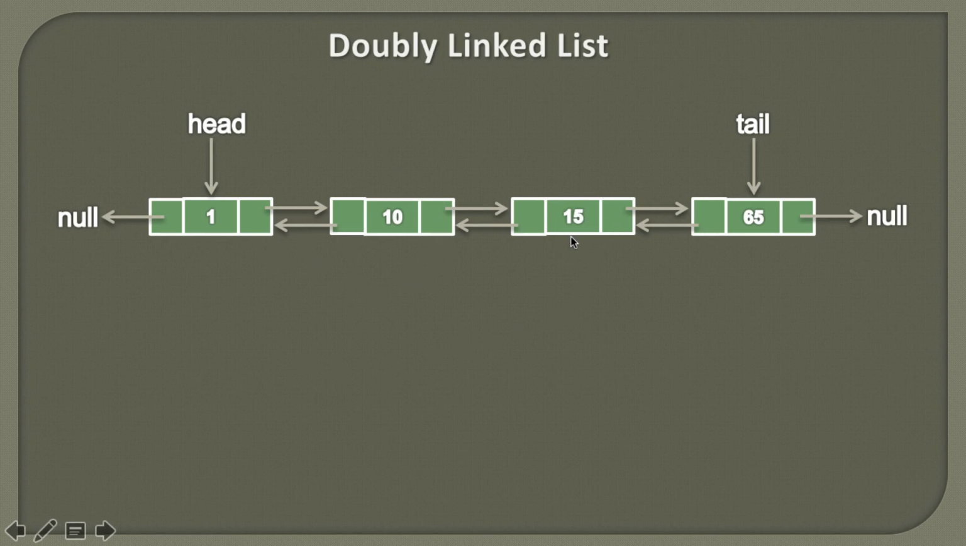Let's say we have a pointer to this third node. If you want to traverse forward, then we can use this next pointer and traverse forward. And if you want to traverse backwards, then we can use this previous pointer to traverse backwards. So this is basically an advantage of doubly linked list over singly linked list.